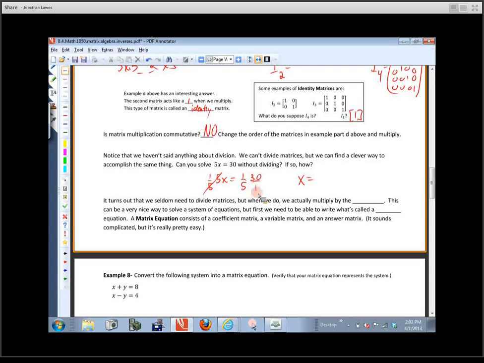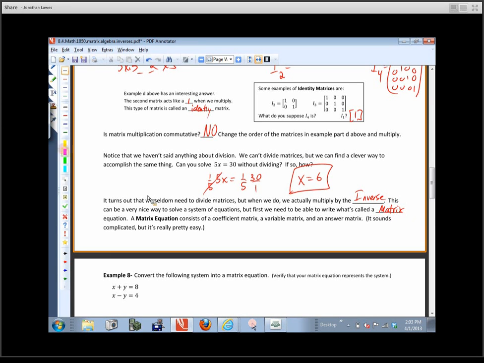So I get an x over here. I do a little bit of cross cancellation here, and I end up with a 6. So I can solve an equation that has multiplication in it without needing to use division. I use the multiplicative inverse. So what we're going to do is multiply by the inverse of a matrix. It can be a really good way of solving a system of equations, but first we need what's called a matrix equation.